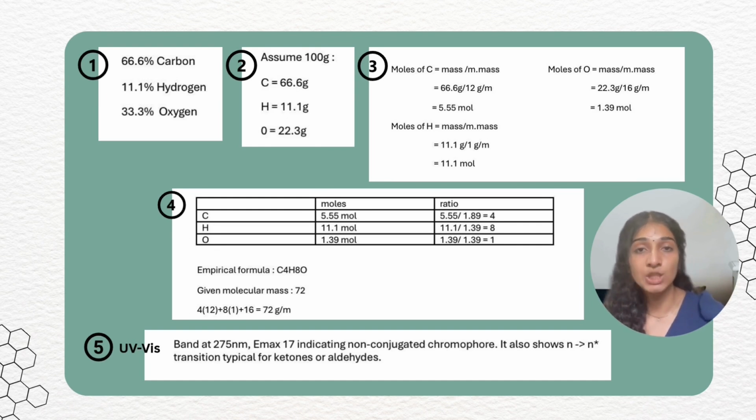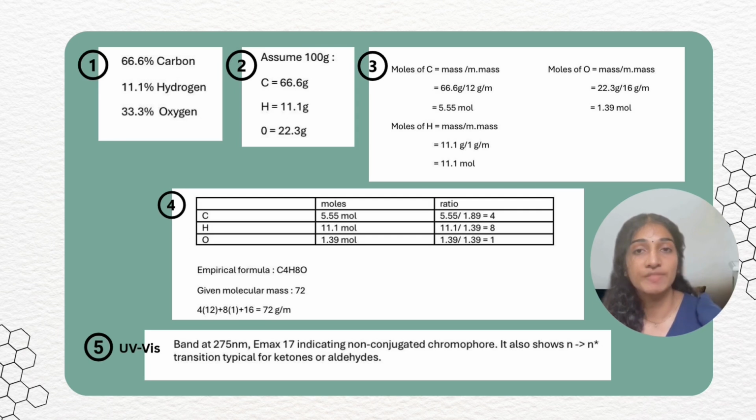Next, we divide each mole value by the smallest, which is 1.39. So for carbon, 5.55 divided by 1.39 equals 4. Hydrogen 11.1 divided by 1.39 equals 8. Oxygen 1.39 divided by 1.39 equals 1. So the empirical formula of the compound is C4H8O.